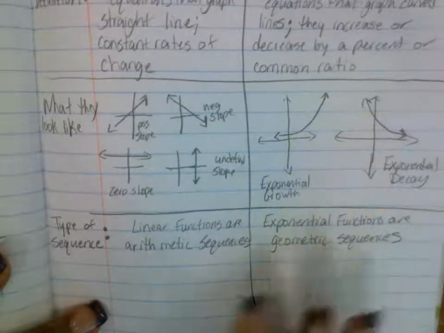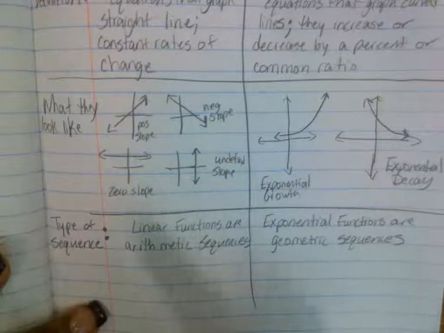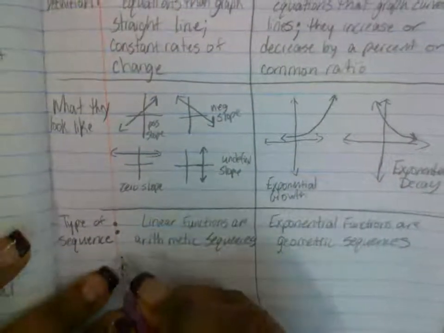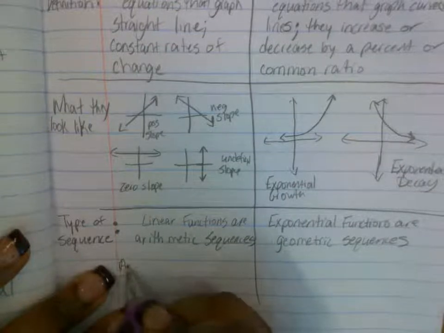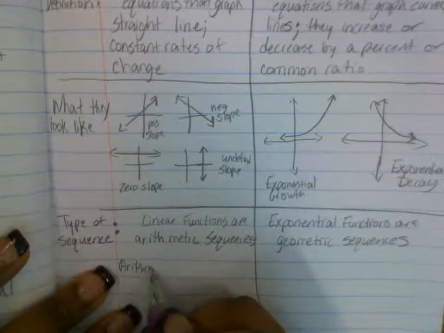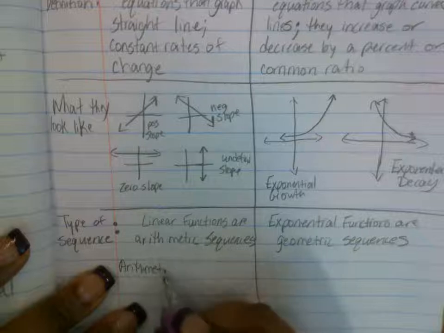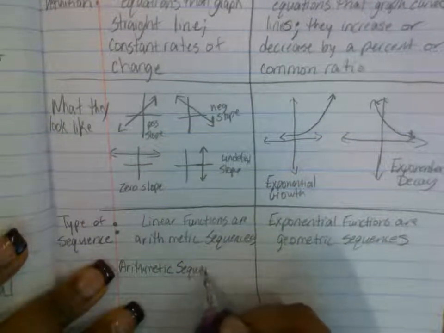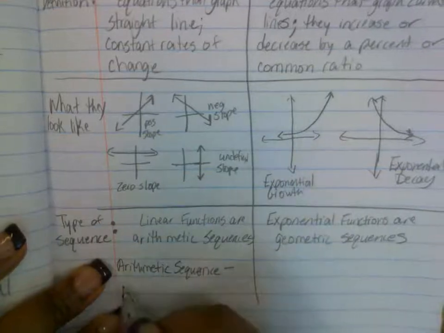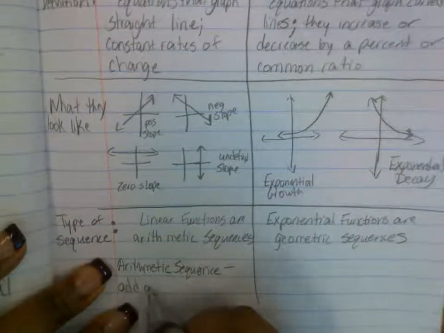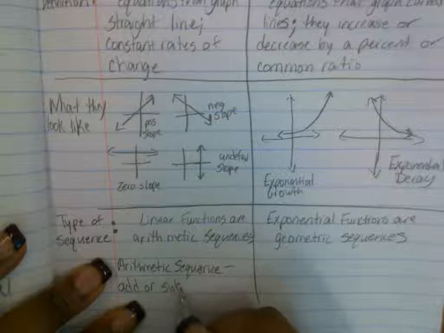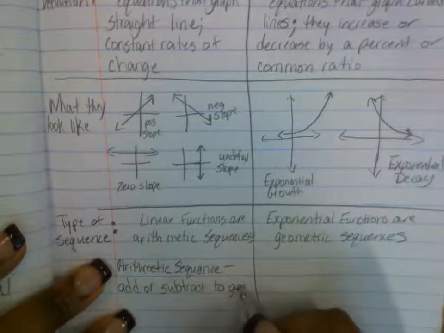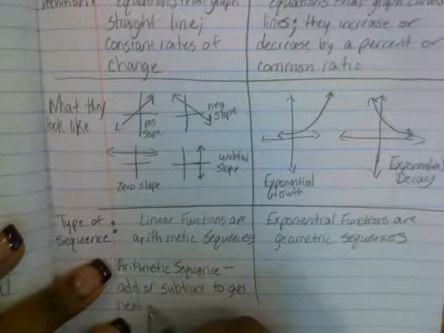By definition, an arithmetic sequence is where you add or subtract to get to the next number. So in here, let's put arithmetic, and it looks like it's two words. I didn't mean for that to happen. Arithmetic sequences: where you add or subtract to get to the next number.